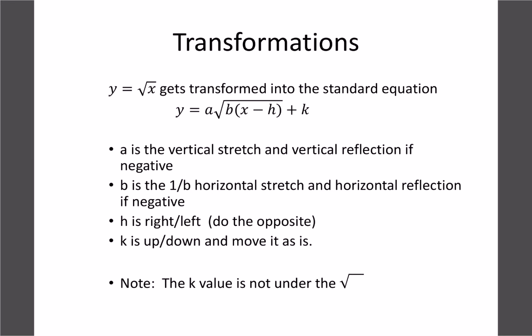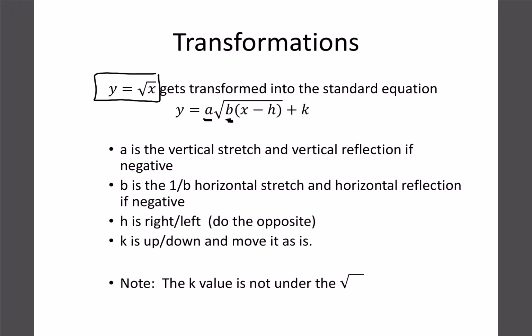So when we're doing our transformation now, what we're going to do is we're going to take that square root of x equation and transform it by doing a vertical stretch or reflection. So just like before, our number out in front, so our a number is going to be the stretch. So if you had a 3 out front, it's going to be 3 times taller. If it was negative 3, that means we flipped it vertically and then times it by 3.